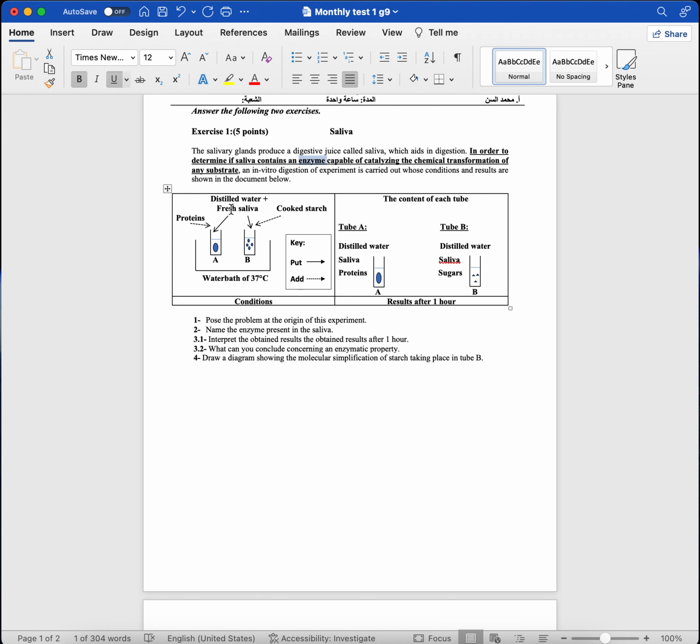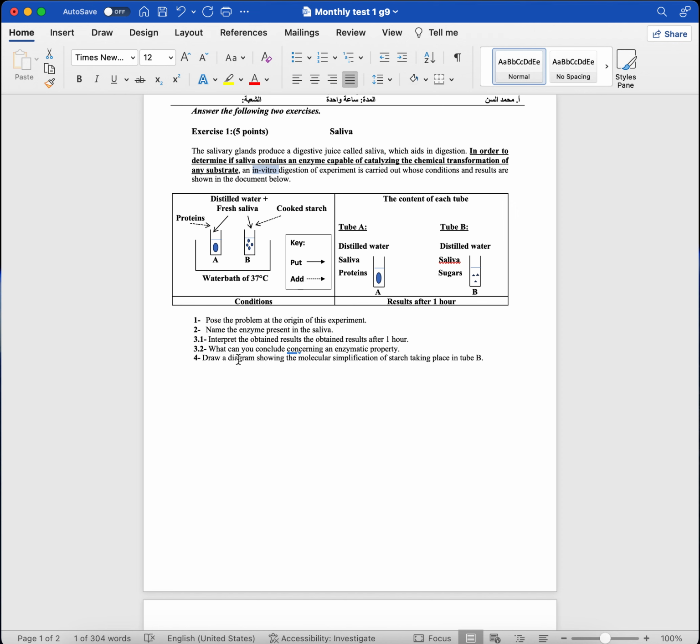We perform this experiment in vitro means in tubes يعني not in our body. So here we have distilled water, fresh saliva, proteins, cooked starch, 37 degrees Celsius, and here we have the results. After 1 hour, distilled water, saliva, proteins, and here we have sugars. So here digestion takes place only in tube B, as you can see. إنه cooked starch become sugar, but proteins stay protein.